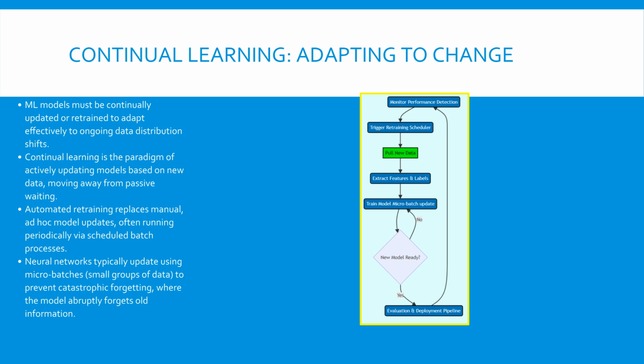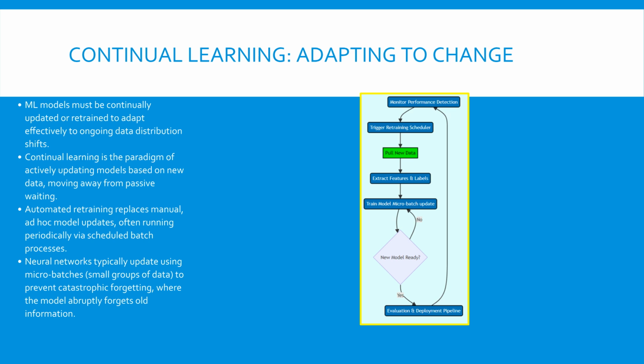When monitoring reveals that a model's performance is degrading due to changes in the real world, the solution is continual learning. This refers to the practice of actively updating your ML models using new data to adapt to distribution shifts. Instead of waiting for a complete model failure or a predefined long interval, models are updated frequently.